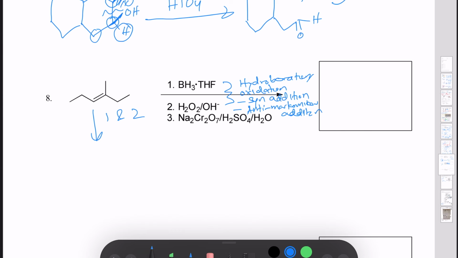So which side would we add the OH group to? This side or this side? Well, according to Markovnikov's rule, we would add the H on this side. But since we are doing anti-Markovnikov, we would actually add the H on this side, and we would add the OH to this side. So when we write out the product of this sequence of reactions, we end up with the following product. The OH was added to the side that actually had more hydrogens, and this is how anti-Markovnikov addition works.